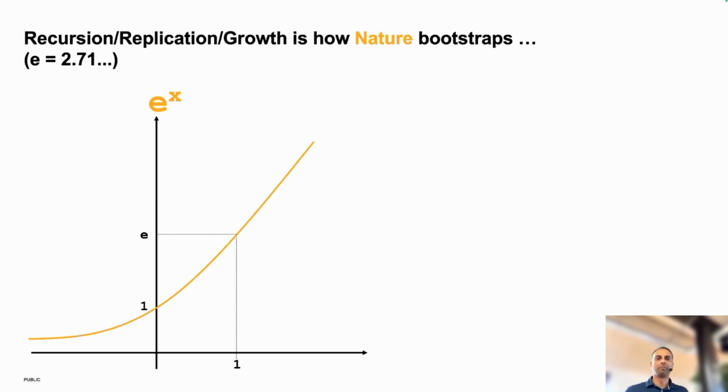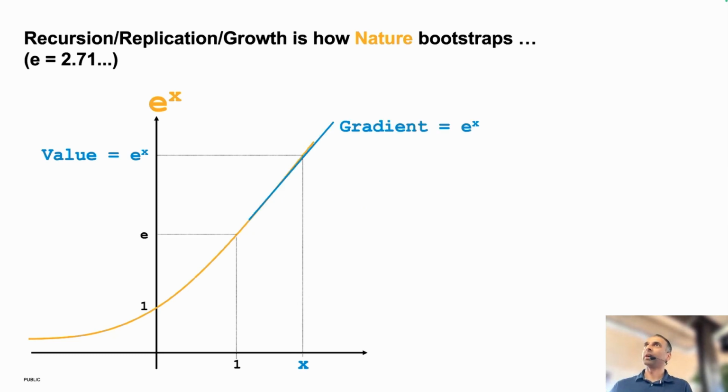And if you take a look, why I draw this analogy: at a given point x, the value of the function is e to the power of x. At that particular point x, the gradient or slope is actually e to the power of x. And the area underneath that curve is e to the power of x. So this is an interesting, peculiar design that nature has.